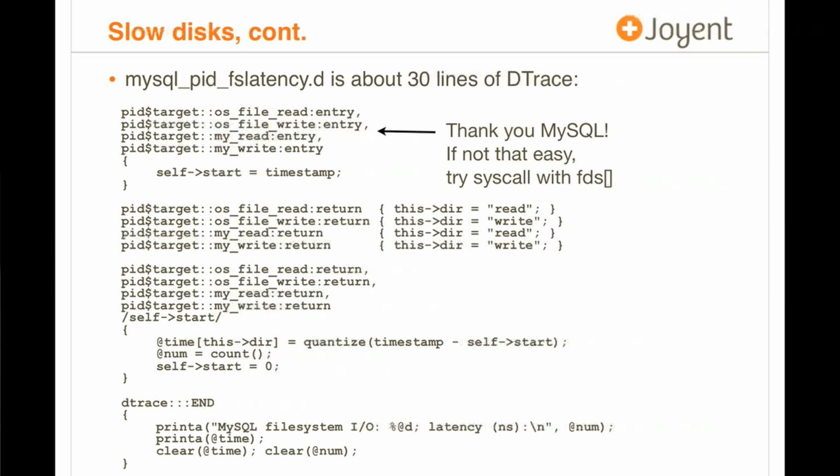Now, if you were on a different database and it didn't have these nice functions, you could go to the syscall provider and look at, say, read and write syscalls. The first argument is the file descriptor. That's why you need FDs, because on SmartOS, a lot of reads and writes could actually be socket I/O or pipe I/O or some other type of I/O. So that's one of the reasons we really needed FDs to be in the cloud.